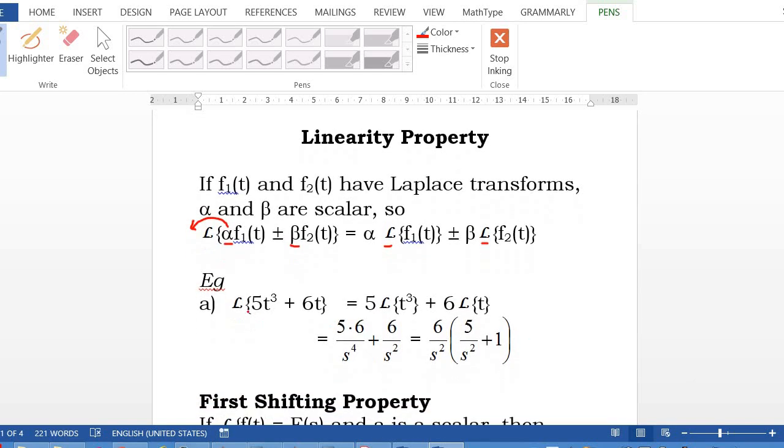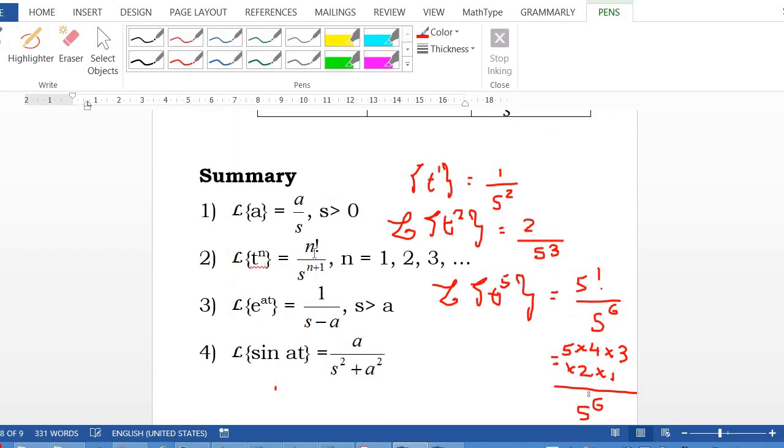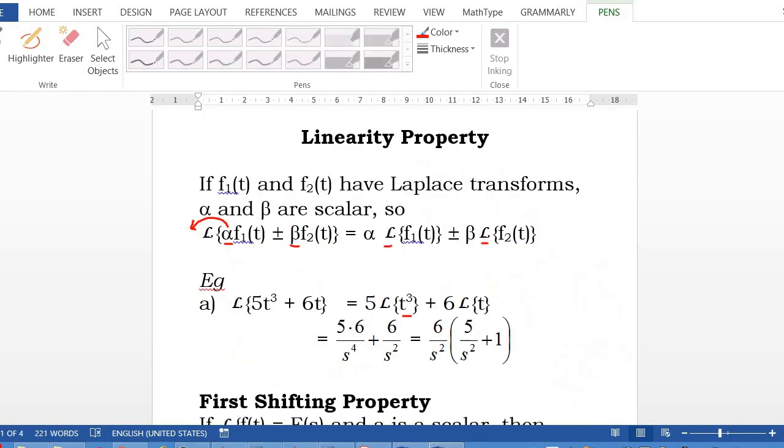For example, find the Laplace transform for 5t cubed plus 6t. Hence, you can break it into the Laplace transform for 5t cubed, where 5 is a constant and you factor it out, plus the Laplace transform for 6t, where 6 is a constant and you factor it out. Then the Laplace transform for t cubed, using the second formula, is 3 factorial over s to the power of 4. So t cubed gives 3 factorial, which is 6, divided by s to the power of 4.